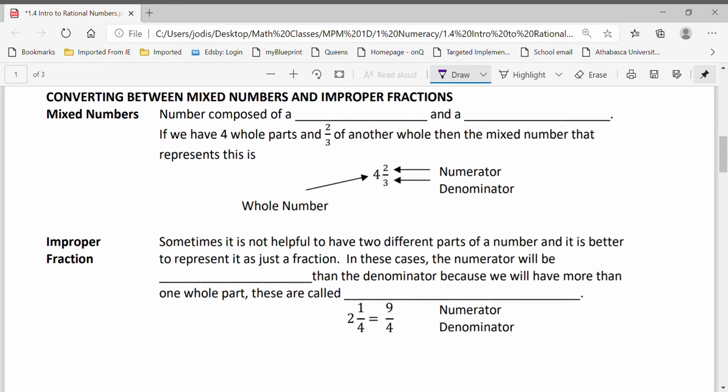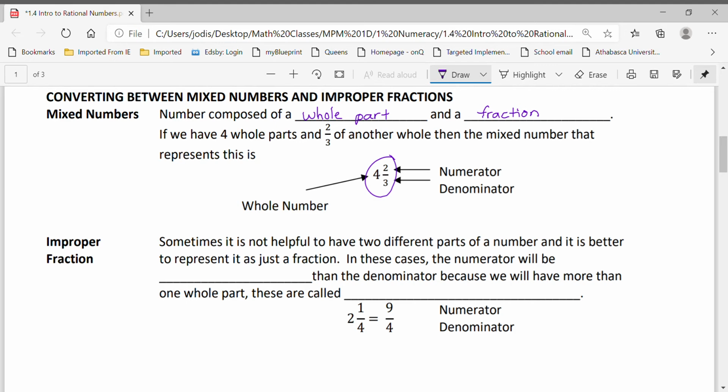Okay. So next we're going to cover converting between mixed numbers and improper fractions. So a number composed of a whole part and a fraction would be a mixed number. If we have four whole parts and 2/3 of another whole, then that mixed number would look like this. Okay, 4 is our whole number, and then 2/3 is our fraction, 2 being the numerator and 3 being the denominator.